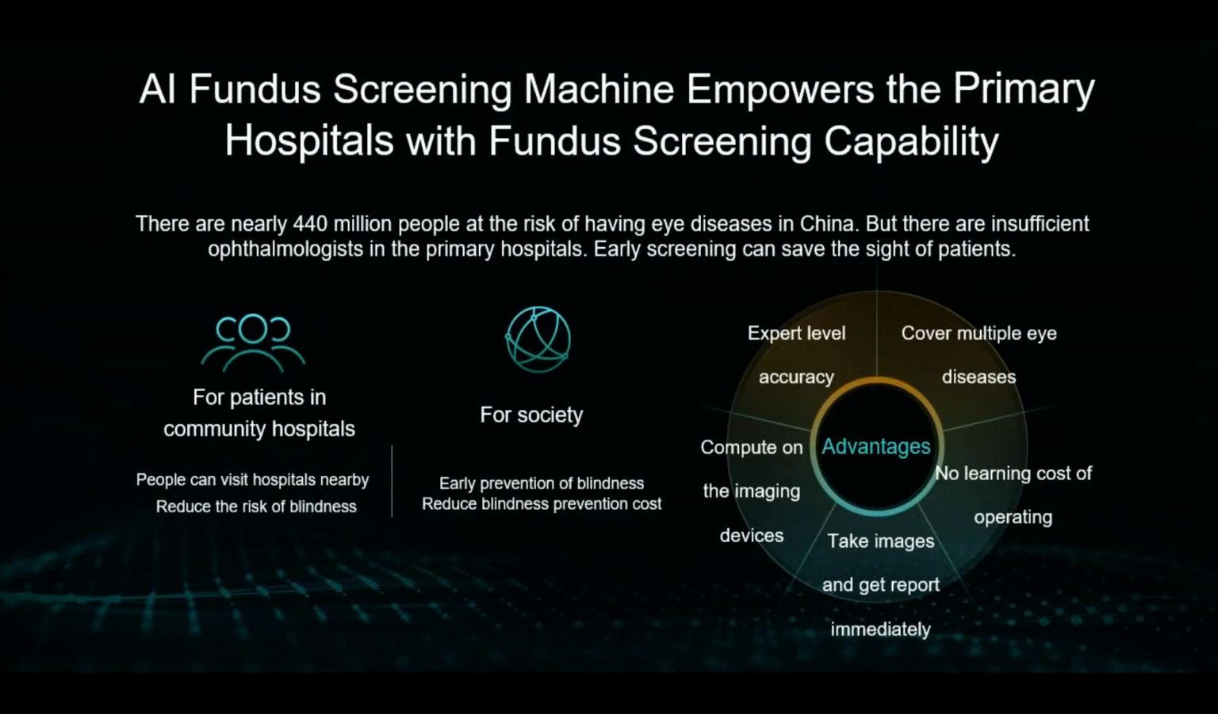In this video, it revealed that we need to focus on 4 eye diseases. The first one is cataract, which can be easily cured. So we just skip that part. So we focus on the other three major eye diseases: glaucoma, age-related macular degeneration, and diabetic retinopathy. So our first generation AI Fundus screening machine covers these 3 major eye diseases.